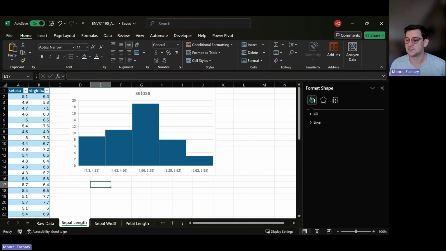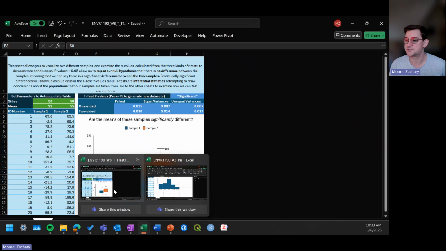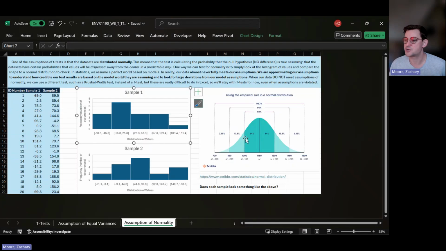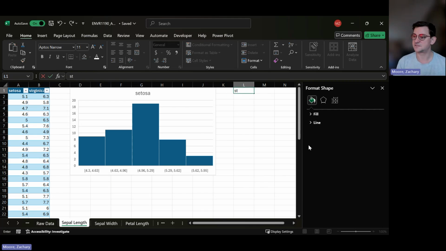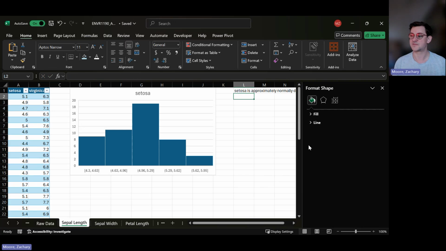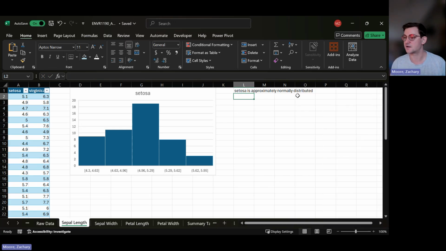Now, this looks a lot like our normal distribution, right? This hump-shaped curve here. And that's all that we're looking for here. So I can see that Setosa, based on this, is approximately normally distributed. That's one of my conclusions right there. We're talking about how this data set is distributed, and just because it's kind of this hump-shaped curve, this looks pretty good for the purposes of what our t-test is going to do.